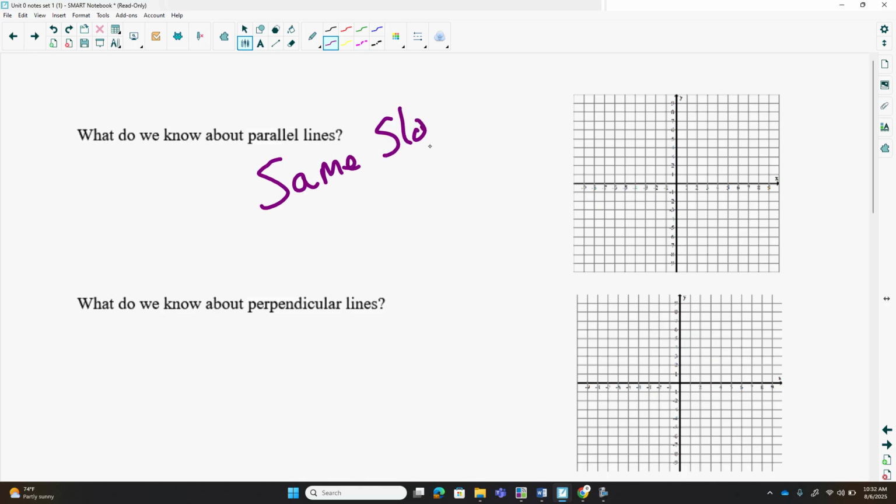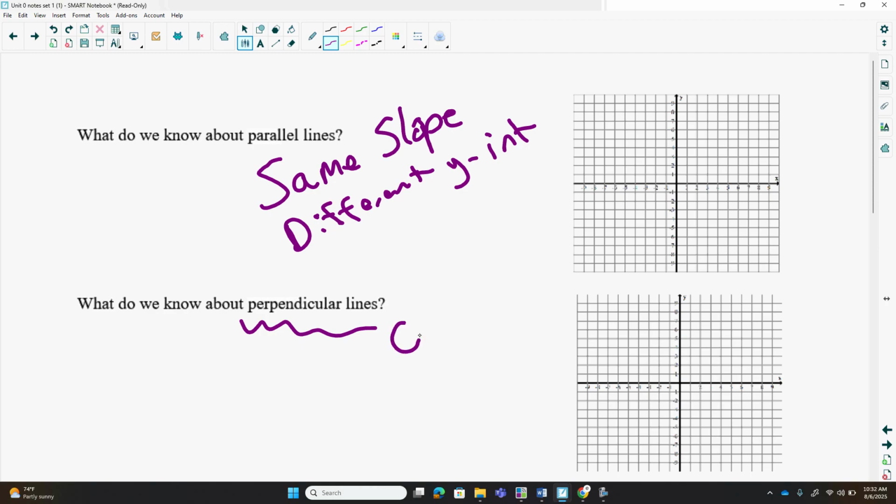Same slope. What else do you have? Different y intercepts. That's correct. What do you know about perpendicular lines? Yeah, almost. Opposite reciprocals. So we're going to have opposite reciprocals.